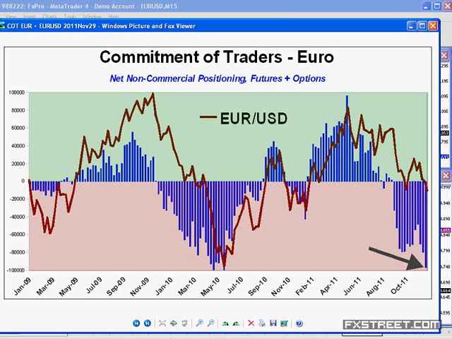Now, does that mean that the euro sell-off has almost run its course? It doesn't have to.